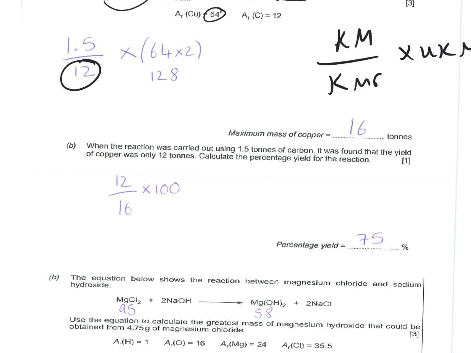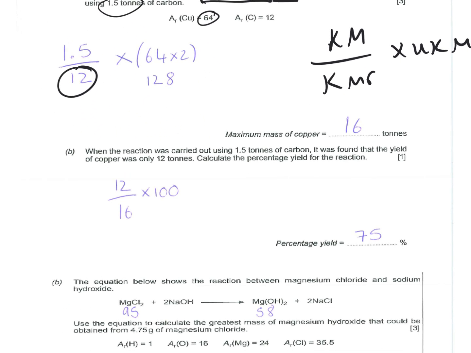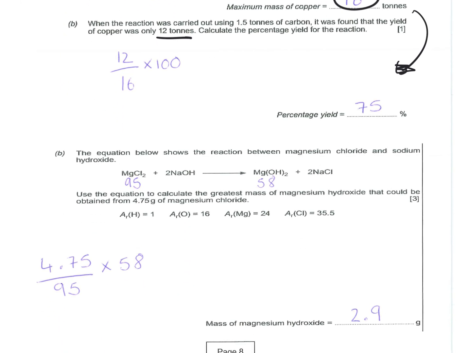Now this type of question comes up quite a lot. You only made 12 tons, but you should have made 16. So you have to work out percentage. If you don't get an answer here, just put a random number in to make sure that you can get the mark for the second bit of the question there.